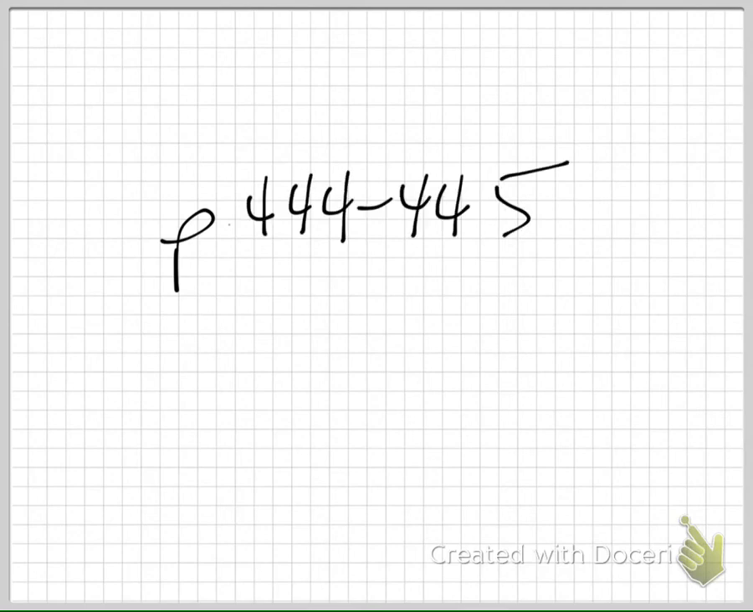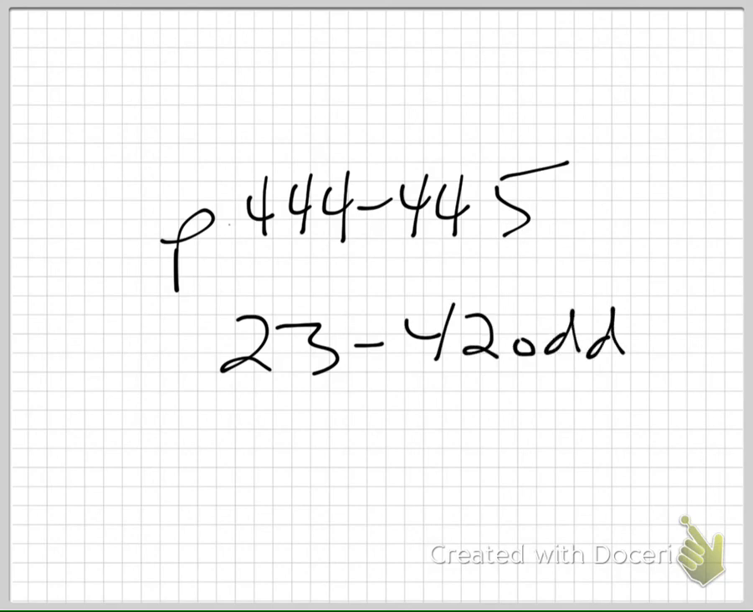Okay, so, all right, here we go. Here's your homework. Shh, we're talking. Page 444 to 445, 23 to 42, odd. Okay, that's what I'm having you do. Each question should have its own graph, etc.